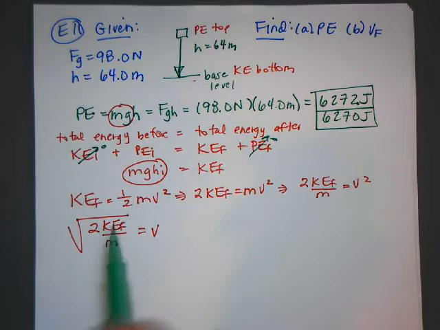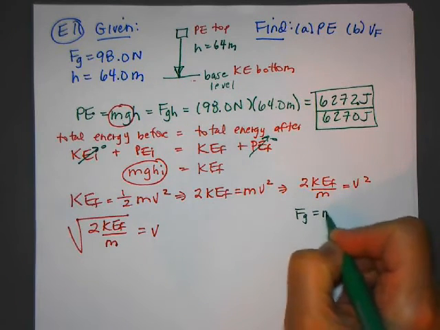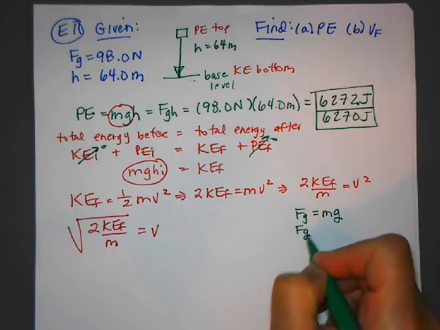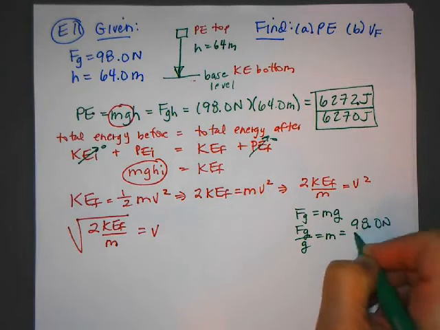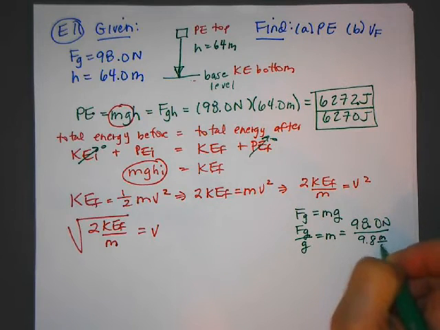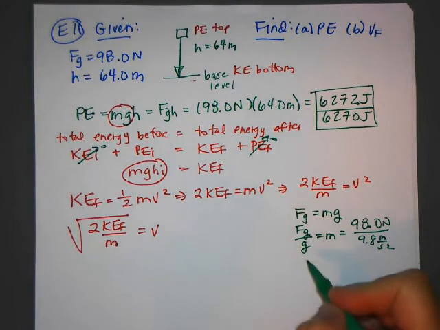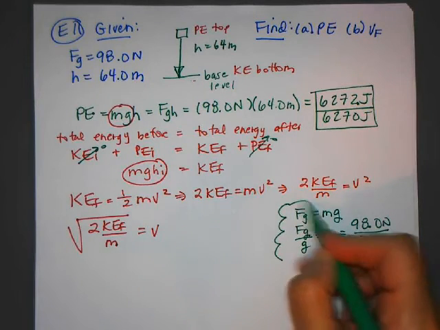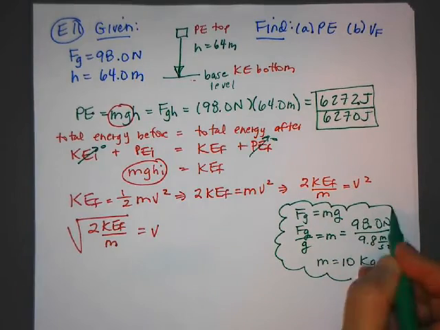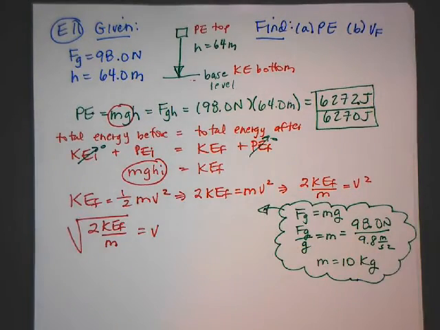I don't know m, so I'm going to go back over here and I'm going to just say F of G is equal to mg. So F of G over g is equal to m. So I'm going to say 98 newtons divided by 9.8 meters per second squared. And I don't really need a calculator because 98 divided by 9.8 I can see is 10. So the mass is equal to 10 kilograms. So once I see that the mass is 10 kilograms, I can substitute it in here.